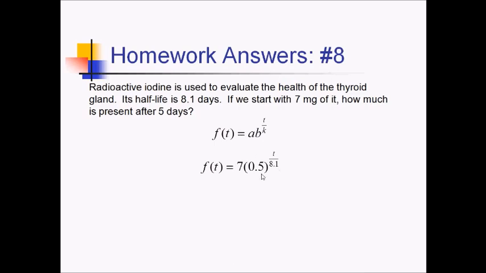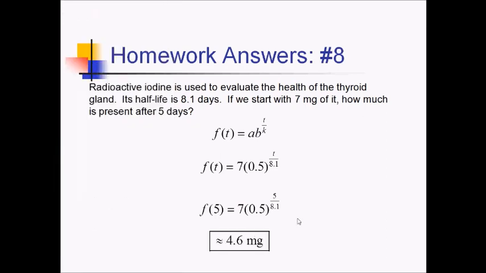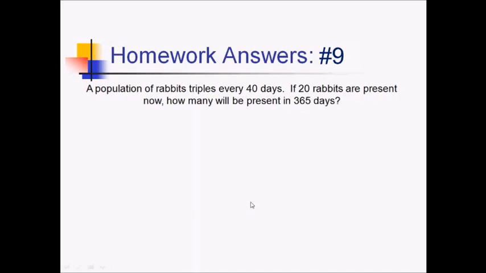Now we've got a T value of 5 because we want to know what's present after 5 days. Let's plug that in the calculator. And if we've done this correctly and press enter, we should end up with about 4.6 if we round up. So that's milligrams.